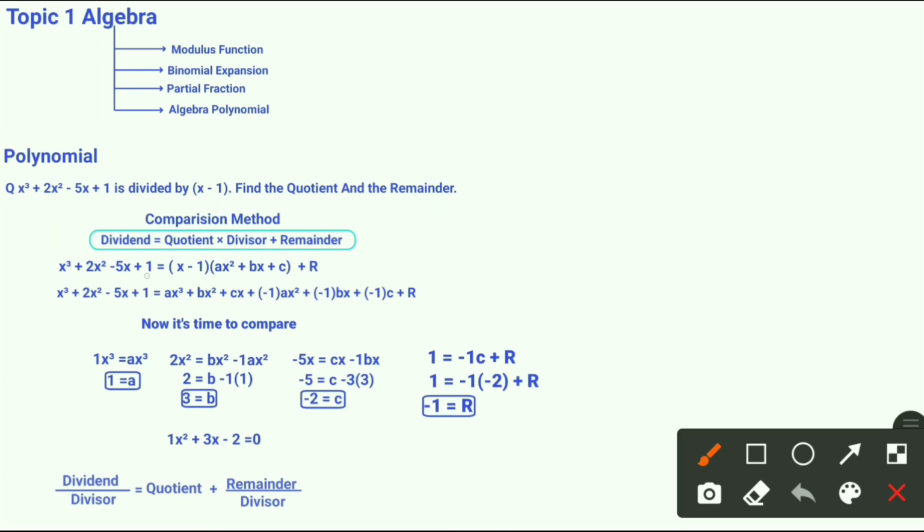So how did we find the remainder? 1 is equal to this minus 1 c plus r, and we already know the value of c, so minus 2, and we got the value r. Okay, so dividend upon divisor is equal to quotient plus remainder upon divisor. This is something you need to understand and memorize. Dividend is equal to quotient multiplied by divisor plus remainder.